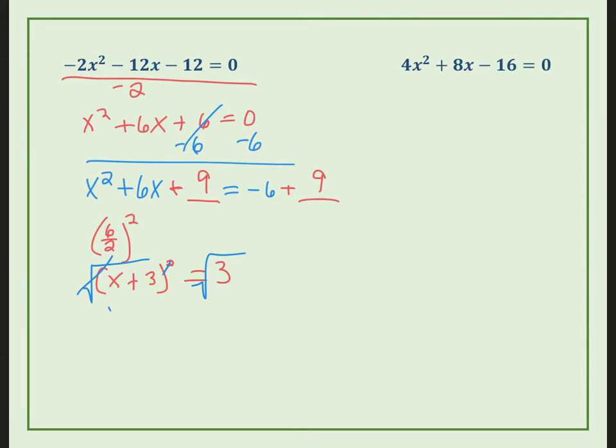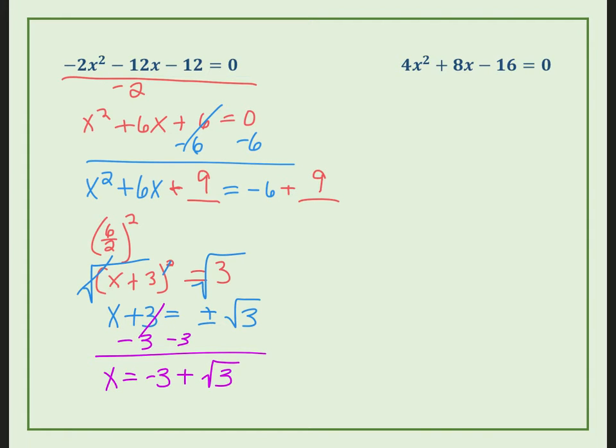Since I can't take the square root of 3, I'm going to leave it as plus and minus the square root of 3. Last step is to subtract 3 from both sides. So this problem does have two solutions. It has negative 3 plus the square root of 3, and it also has negative 3 minus the square root of 3. So you can write that as two different answers, or you might see it written with the plus or the minus.